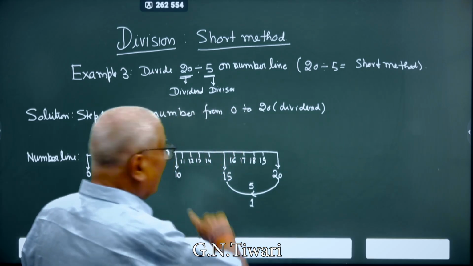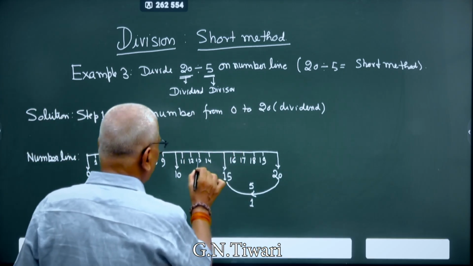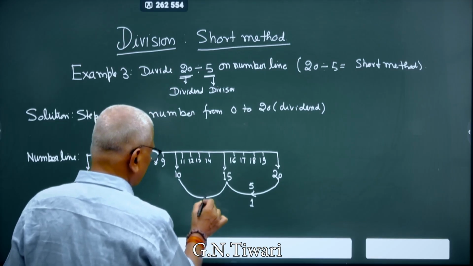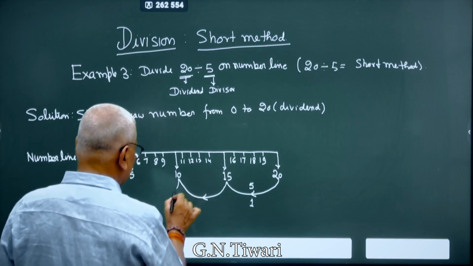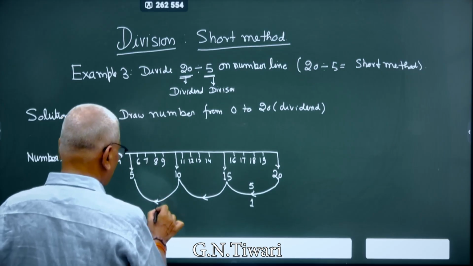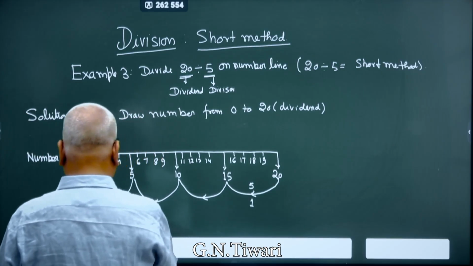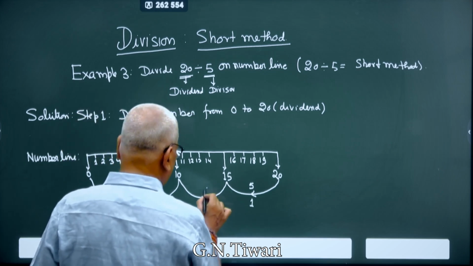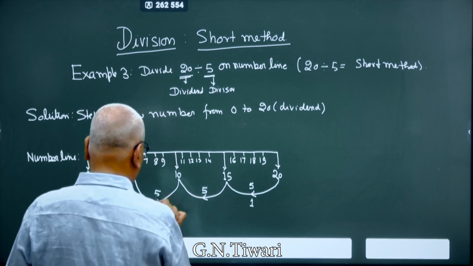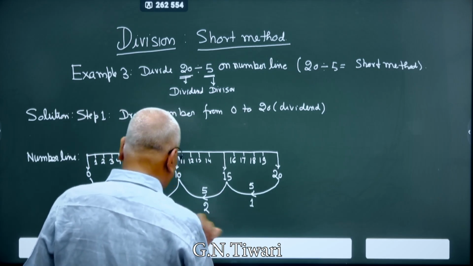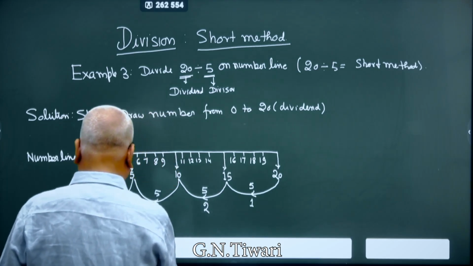अब देखिए, again 5. So 1, 2, 3, 4, 5. Again make semicircle. Similarly, make this. Similarly, make this. This is again 5, again 5, again 5. But this is the first, second, third, and fourth.